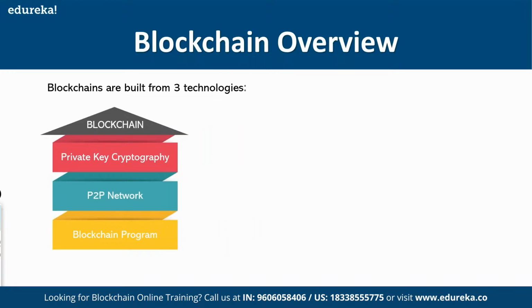Blockchain is built from three technologies, as you know: one is private key cryptography, another one is the p2p network, your peer-to-peer network, and the third one is the blockchain program.